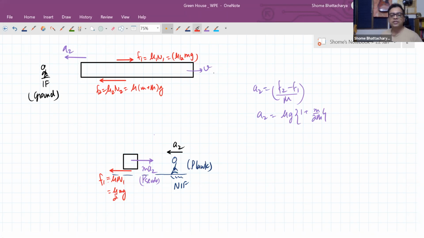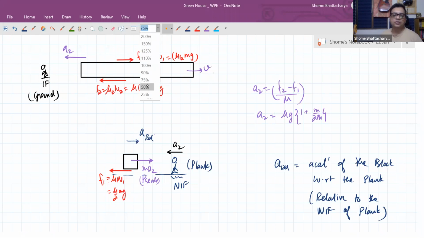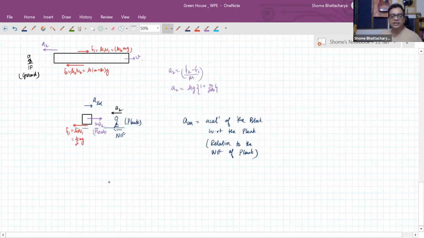Okay. So in this frame, let us say it has a relative acceleration like this. This A relative is the acceleration of the block with respect to the plank, or relative to the non-inertial frame of the plank. So that thing we are calculating directly, instead of finding A1 and A2 and then subtracting. So in this frame, what this observer sees is that A relative is equal to this pseudo force minus this friction, divided by mass. This is the block.